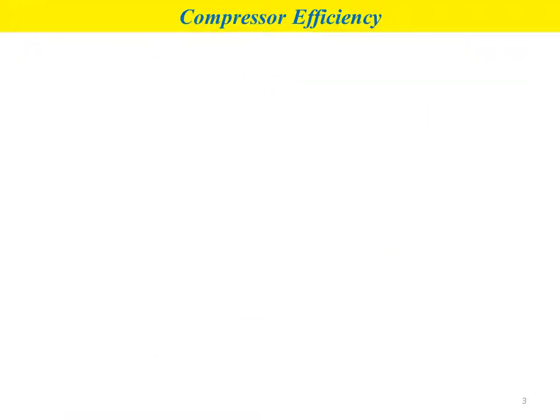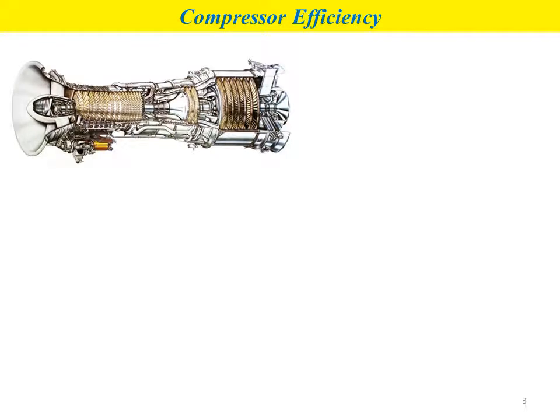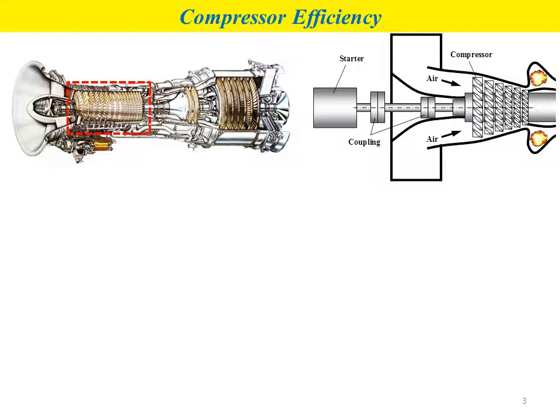Now we will discuss the general equation for compressor efficiency. This figure shows the single stage of a compressor in a gas turbine engine. If we redraw the simplified schematic diagram for the compressor part, we can see that the compressor will be attached to a starter or an electric motor.